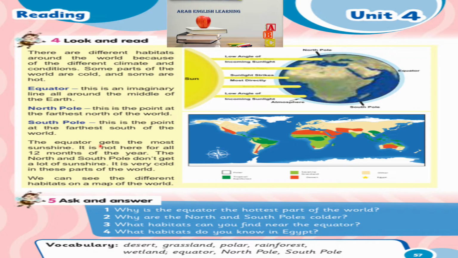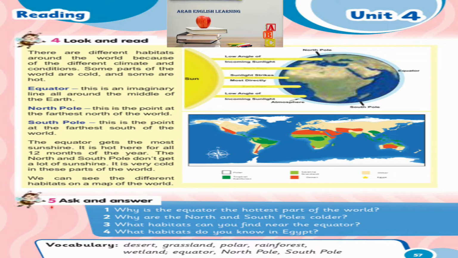The equator gets the most sunshine. It is hot here for all 12 months of the year. The North and South Pole don't get a lot of sunshine. It is very cold in these parts of the world. We can see the different habitats on a map of the world.